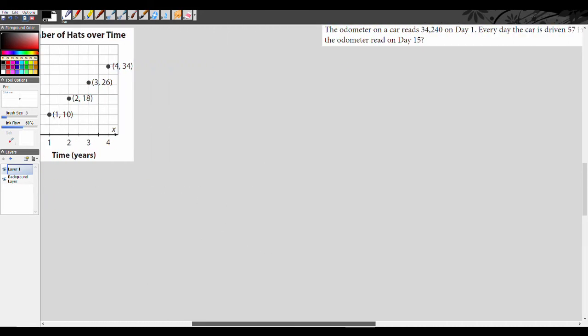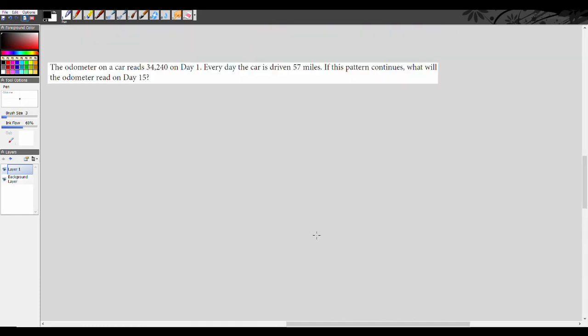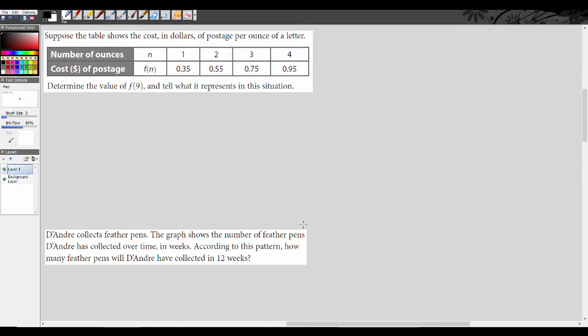All right, a few more examples here. Scroll to the top. Here we go. Now, in these, we're actually going to write an explicit rule and use that explicit rule to find another value that's not represented by the table. So if we look here, suppose the table shows the cost in dollars of postage per ounce of a letter. Determine the value of f of 9 and tell what it represents in this situation.